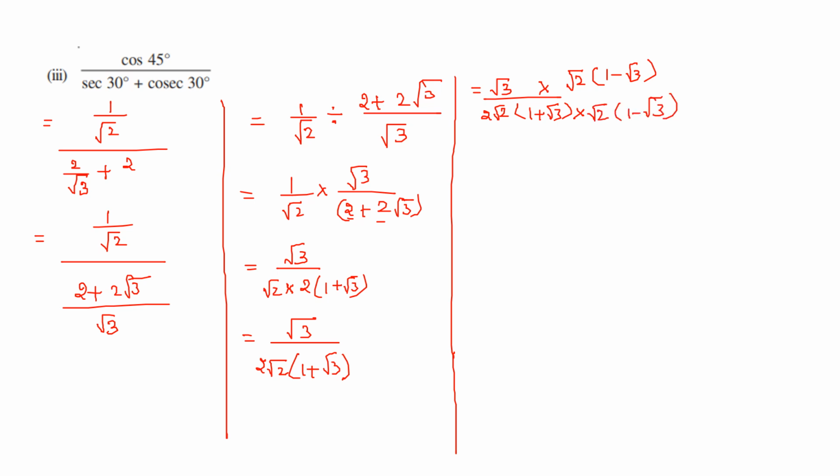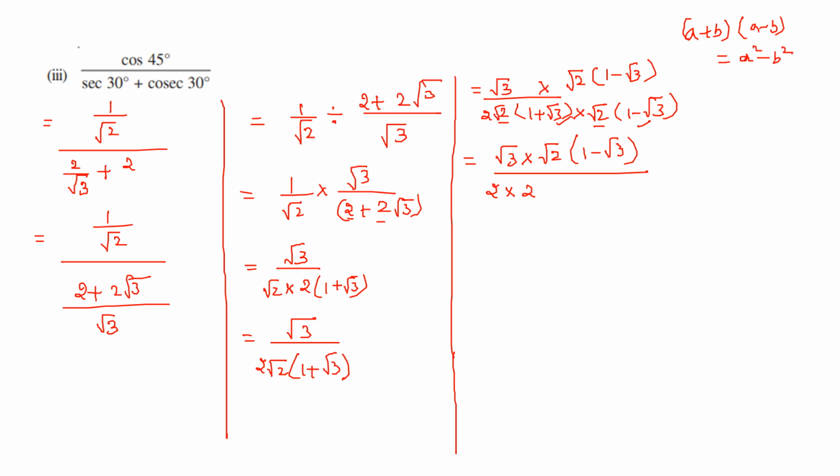Okay. Now next, in the numerator part, root 3 into root 2, keep it as it is, times 1 minus root 3. In the denominator, you see 2, and then root 2 into root 2 will also become 2, and 1 plus root 3 and 1 minus root 3. Now it is a plus b, a minus b. And what is a plus b, a minus b? It will give you a square minus b square. So you have to write it as 1 square minus root 3 whole square.